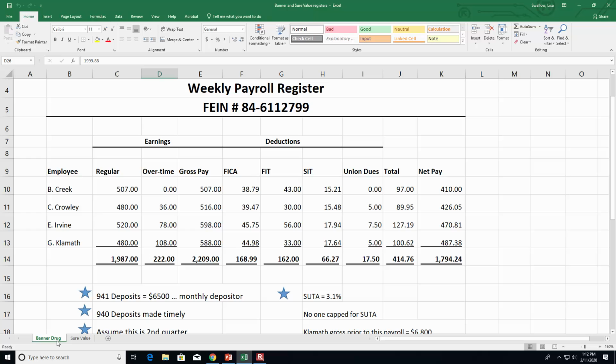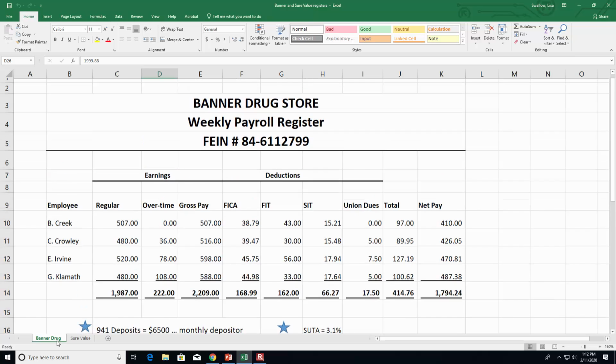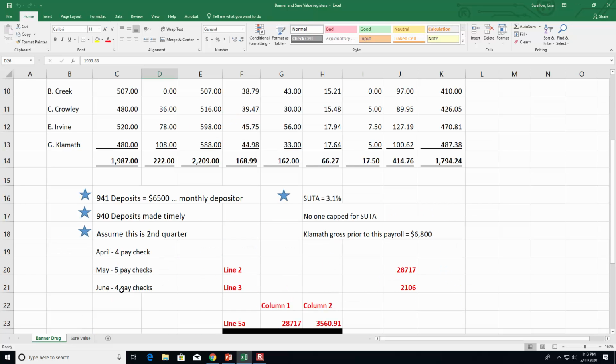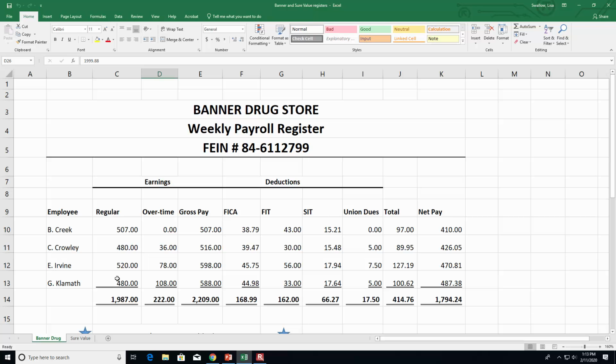I said bi-weekly. There's 2 tabs at the bottom. I think we're on the Banner Drug one. With your 941 out in front of you, you don't have an address, but you've got the FEIN, you've got the name of the company, and these are the paychecks for April, May, and June. So fill out which quarter, the name of the company, and the FEIN, and then we'll move on.